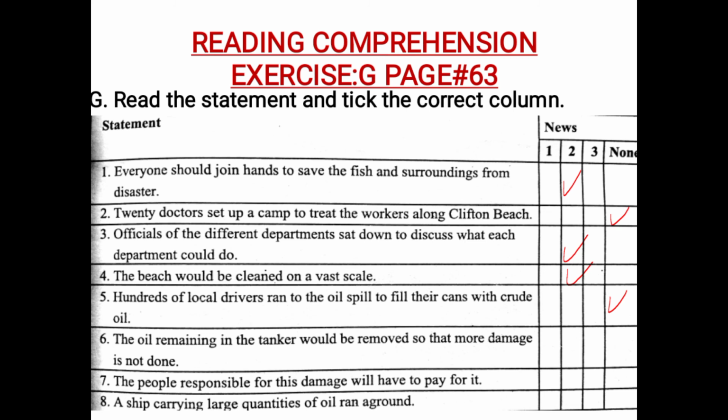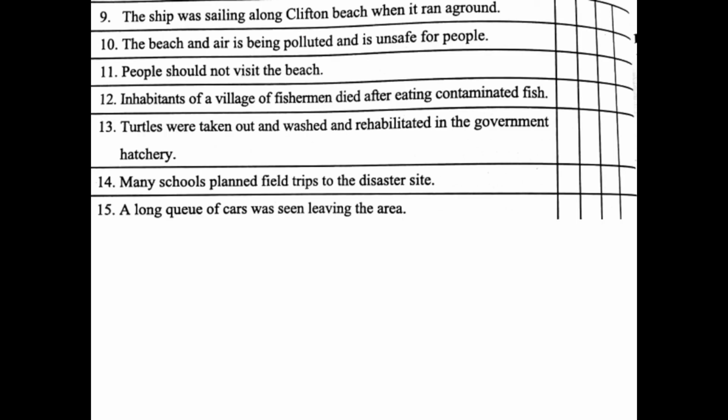Number 6, the oil remaining in the tanker would be removed so that more damage is not done. Number 7, the people responsible for this damage will have to pay for it. Number 8, a ship carrying large quantities of oil ran aground. Number 9, the ship was sailing along Clifton Beach when it ran aground. Number 10, the beach and air is being polluted and is unsafe for people. Number 11, people should not visit the beach.